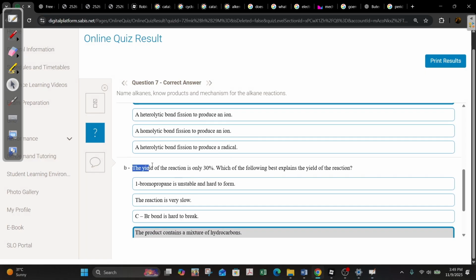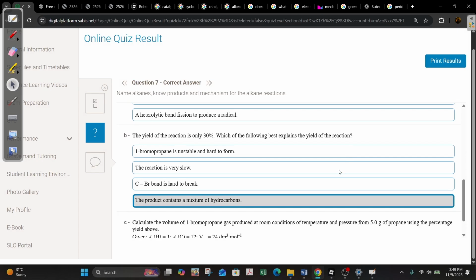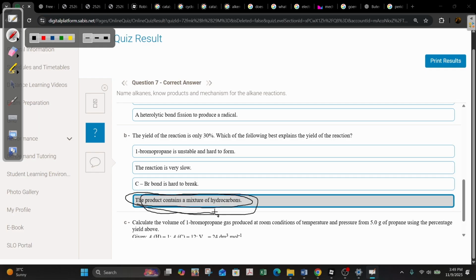Next, the yield of the reaction is 30%. Which of the following best explains the yield? Yes, the yield is only 30% because the product contains a mixture of hydrocarbons. There's nothing much to it. 1-bromopropane is actually pretty stable. It's not that hard to form. The reaction is not slow, it's a regular reaction. It reacts readily with UV light. The CBr bond is hard to break.